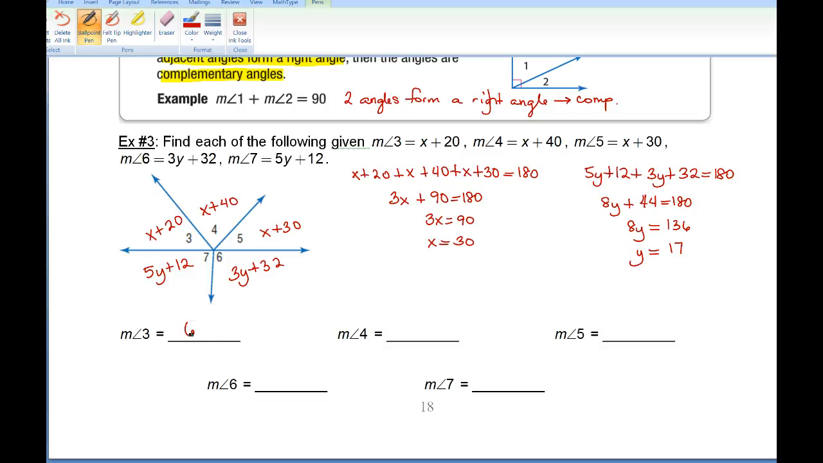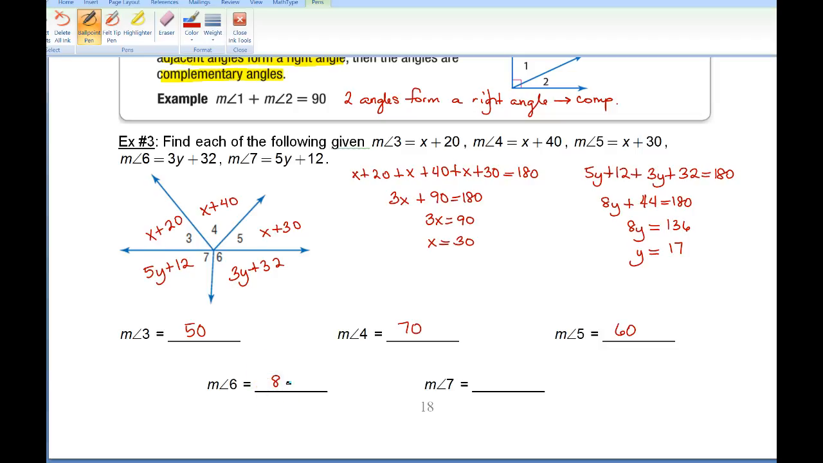60. 60? I got 50. I mean 50. That's what he meant. He meant 50. 50? Yeah, and then 70. 70. And then 60. You don't need degree signs. It's okay. And then how about angle 6 and angle 7, Sheena?